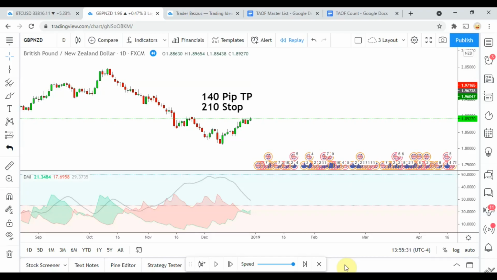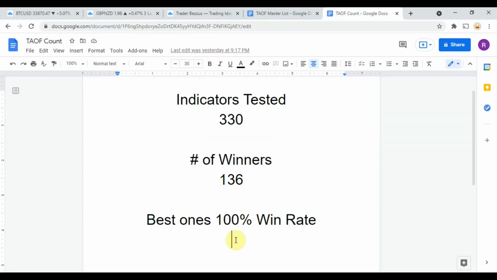Alright, as I said, today we will be testing the DMI indicator. Before we do though, I wanted to put the indicator scoreboard up for everyone to see. So to date, we have tested 330 indicators. And out of those 330 indicators, 136 of them have been winners, which means that they have met or exceeded the 60% win-loss ratio threshold that we have set for them. The best ones so far were able to achieve a 100% win rate.